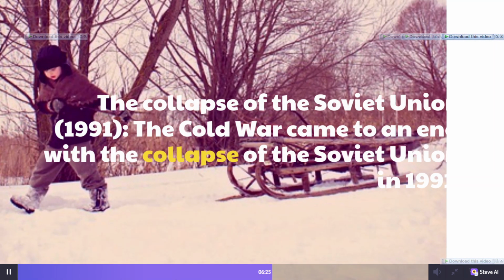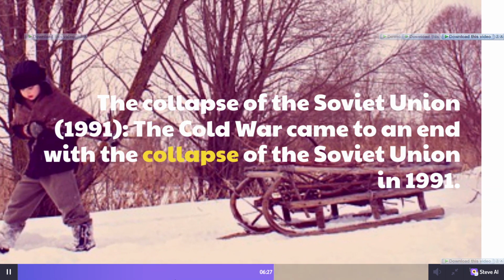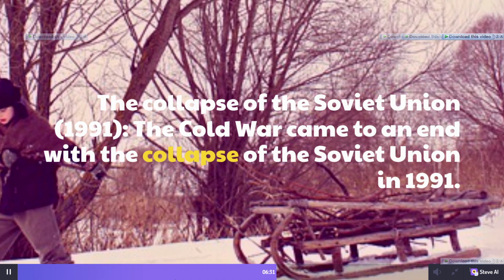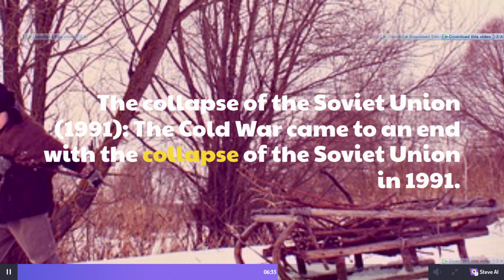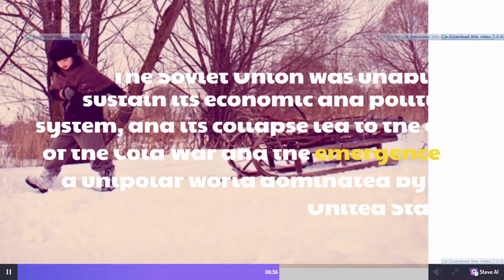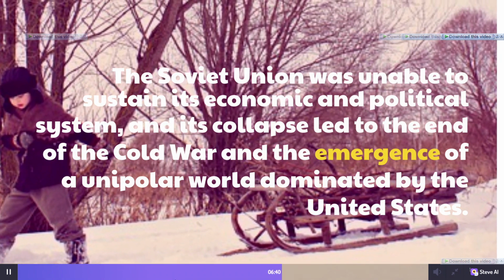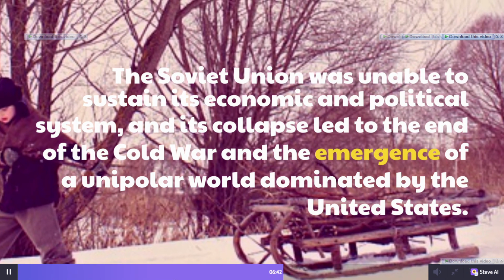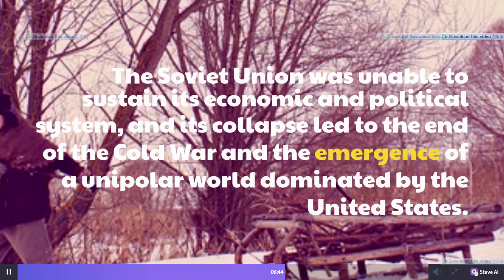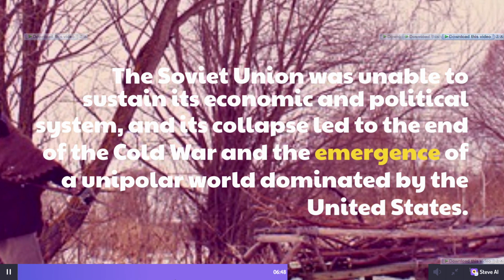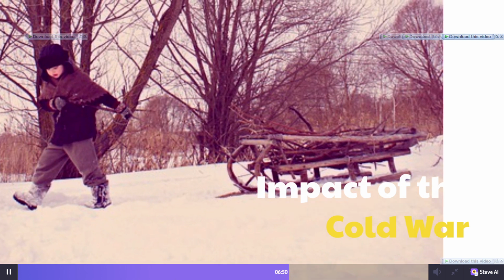The collapse of the Soviet Union, 1991. The Cold War came to an end with the collapse of the Soviet Union in 1991. The Soviet Union was unable to sustain its economic and political system, and its collapse led to the end of the Cold War and the emergence of a unipolar world dominated by the United States. Impact of the Cold War.